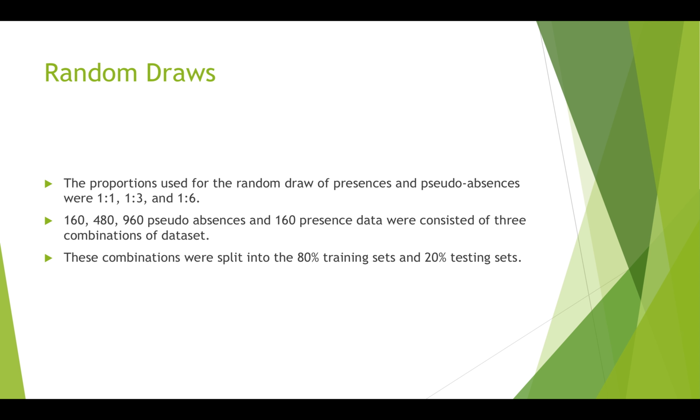The proportions used for the random draw of presence and pseudo-absence were 1:1, 1:3, and 1:6, which means that the 160, 480, and 960 pseudo-absence and the 160 presence data consisted of 3 combinations of subsets of the data set. And these combinations were split into 80% training sets and 20% testing sets.